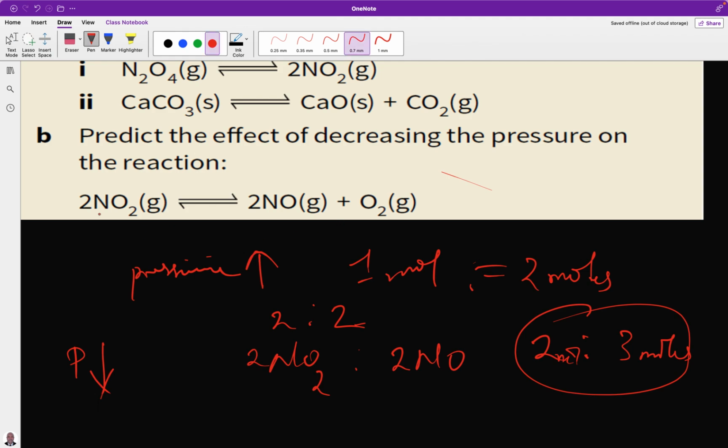Therefore, decreasing the pressure here is going to favor the production of NO and more of the oxygen. So the equilibrium is going to move from left to right to favor the production of nitrogen oxide and the oxygen when the pressure is decreased. By doing that, a new equilibrium is established.